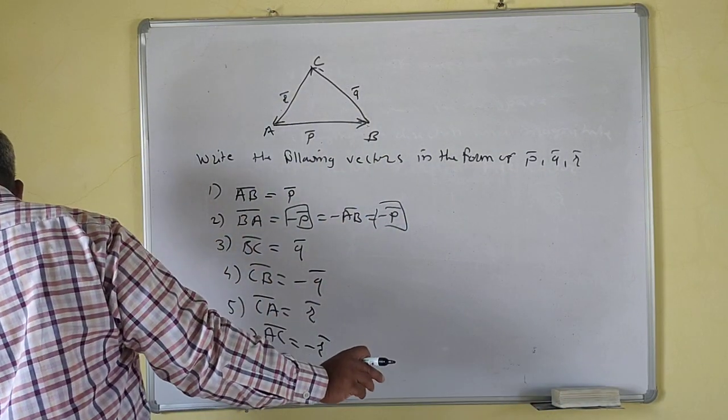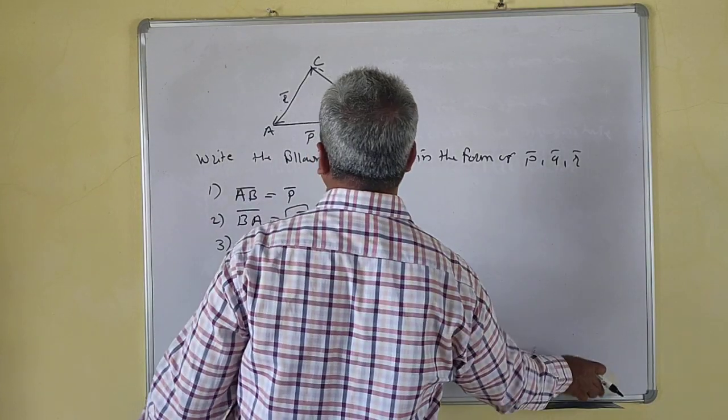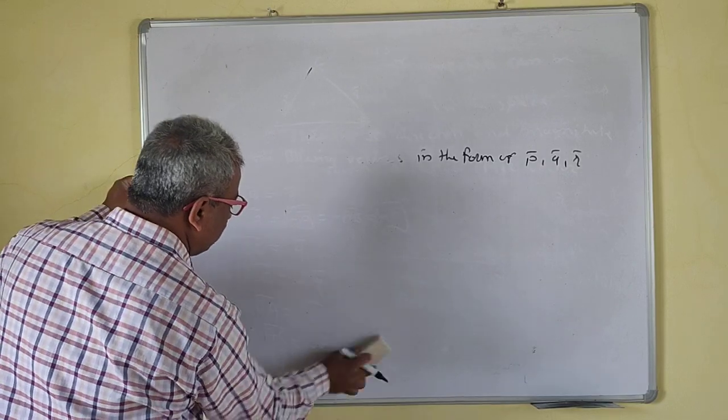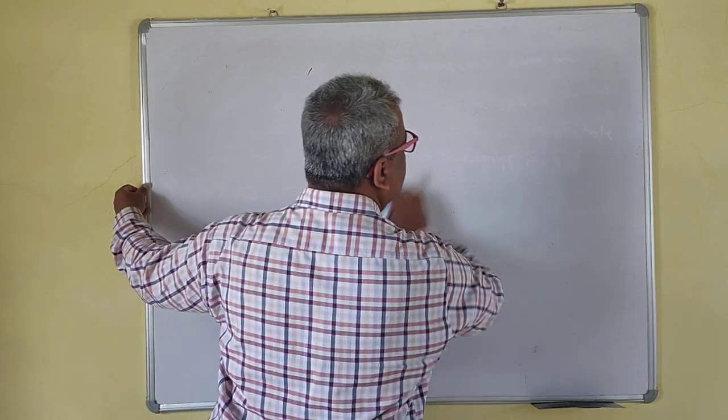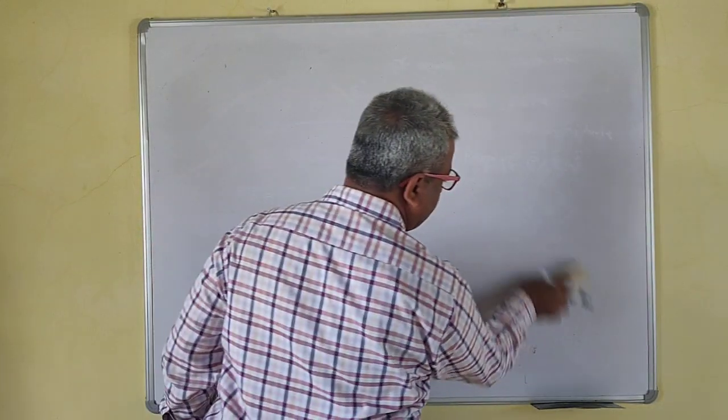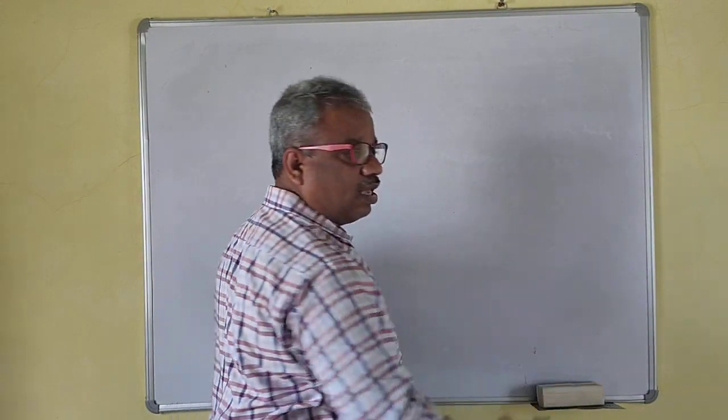So we have seen such types of vectors now. In the next lecture, we will see how to take the addition, multiplication and scalar multiplication of vectors. Okay, so we'll stop here.